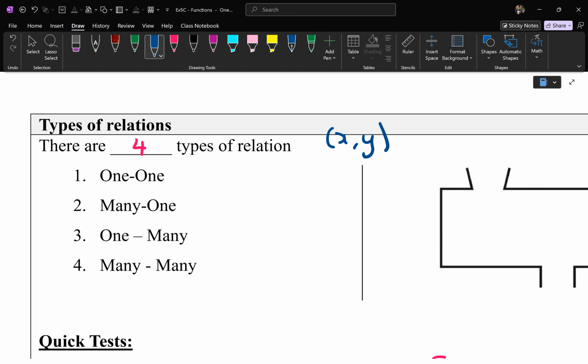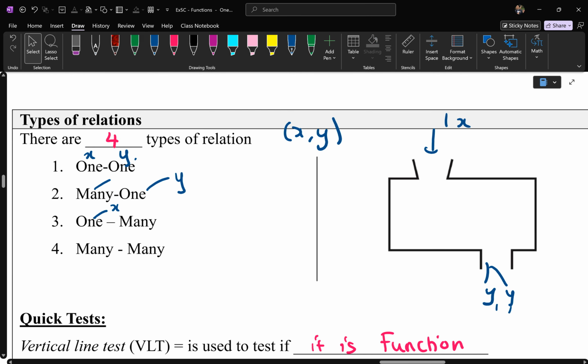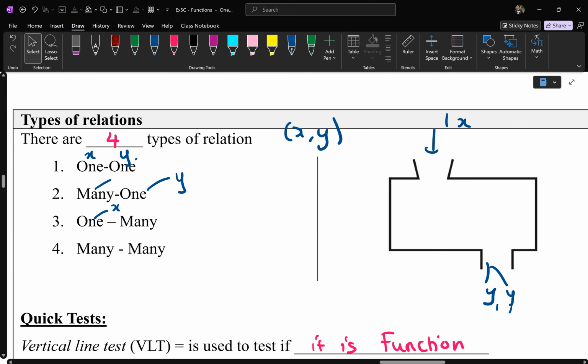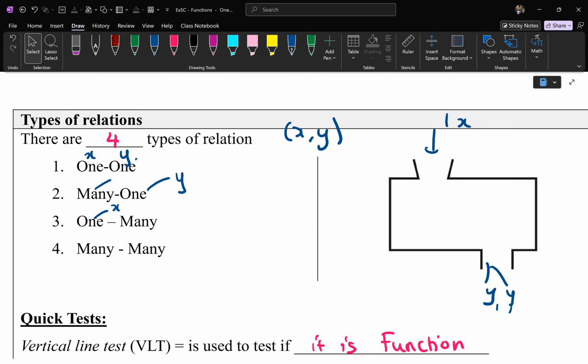What this is saying is 1x, if you put 1x into the machine, you will get 1y coming out. This one's saying if you put in many x's, you will get 1y coming out. This is saying that if you put 1x, you will get many y's. So 1 to many means 1x coordinate will give you 2 or more y values. And this is saying when you put many x's, you get many y's.